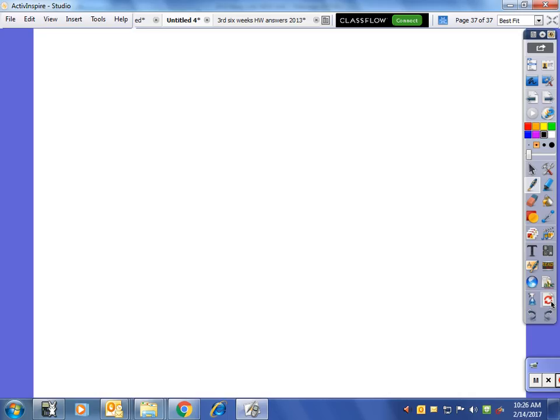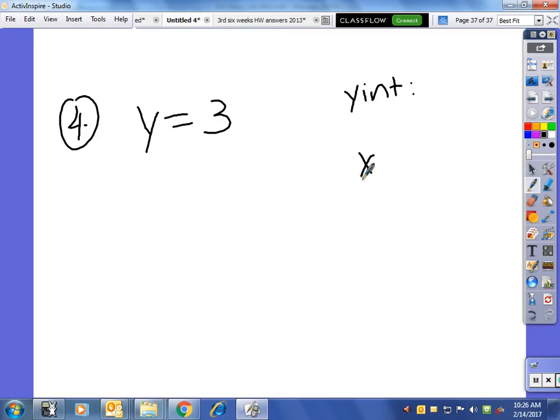Now, two little tricky situations. Number 4, y equals 3. Find the y-intercept, find the x-intercept. The y-intercept is 3, absolutely. What about the x-intercept? Do not put 0. That means just crossing the x-axis at 0. I would just prefer you to write none. There isn't one. It's not really undefined, it doesn't exist.